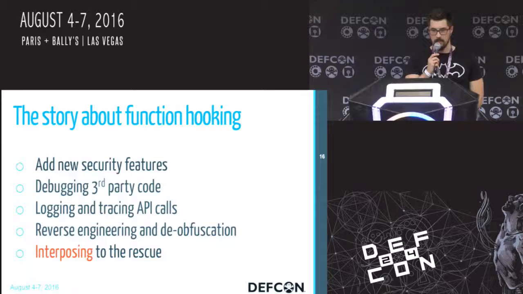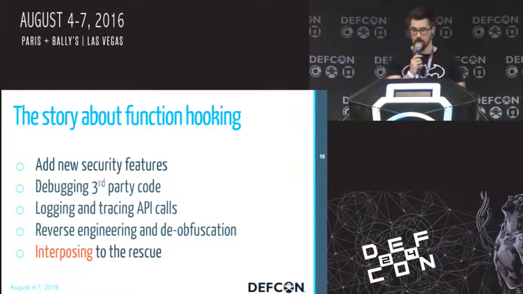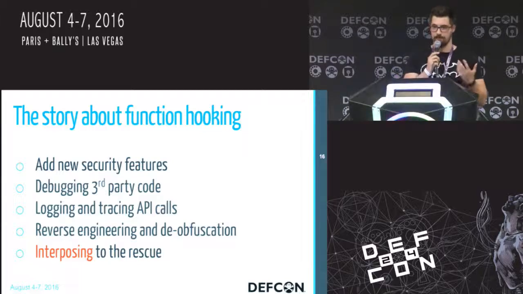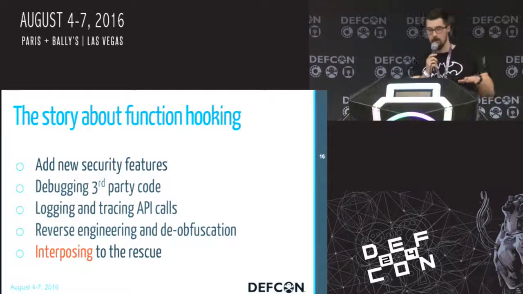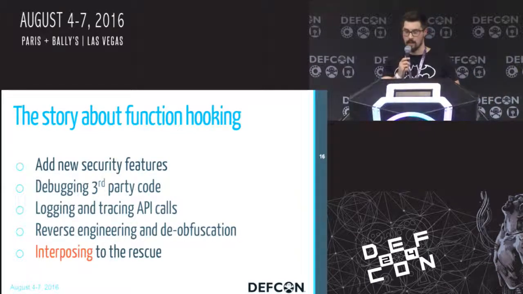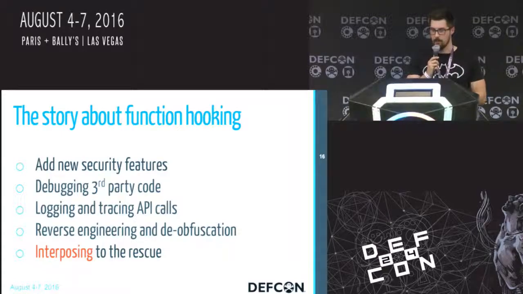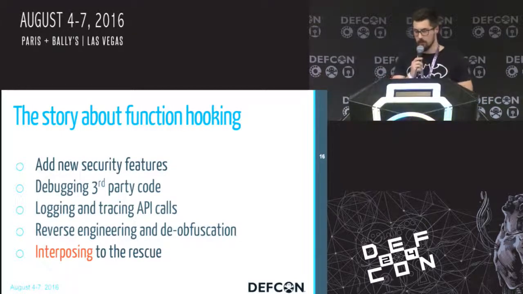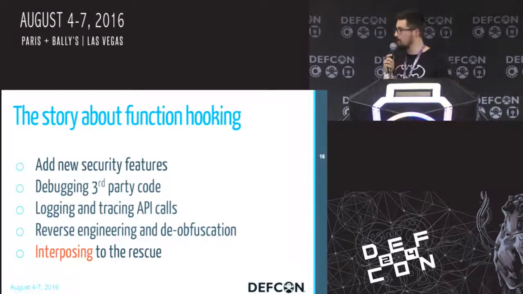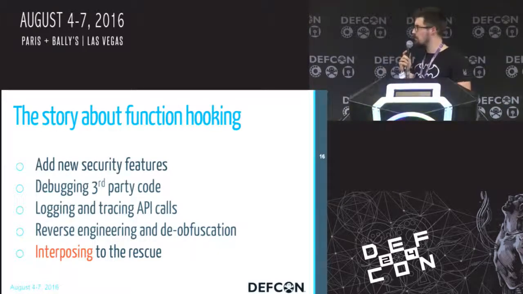So a great question: why do we need all this info? Before going to the problem statement, a few words about function hooking. I use function hooking a lot in my work for adding new security features, such as data at rest encryption by hooking low-level open, close, and write functions. It's really useful for debugging third-party code, logging and tracing API calls, and could even be used for code deobfuscation. All this time I was using the industry-known method called interposing.